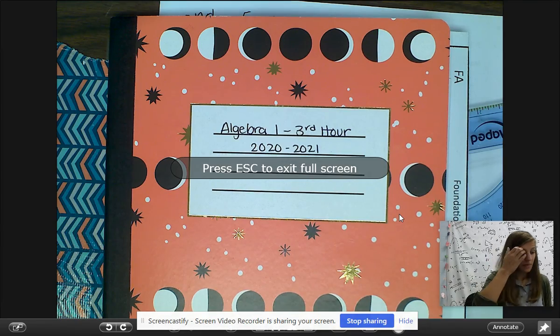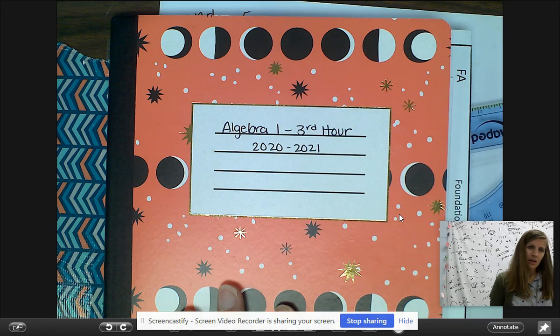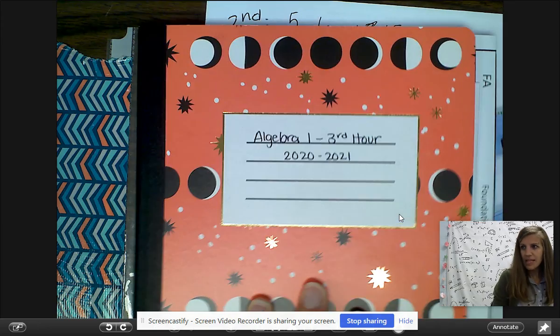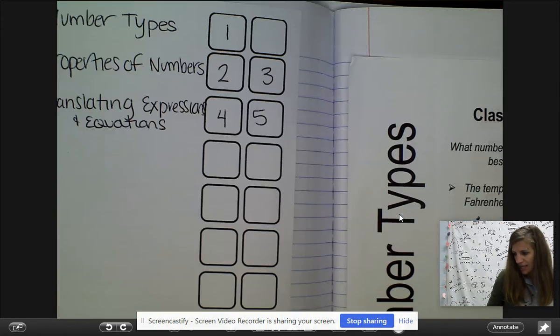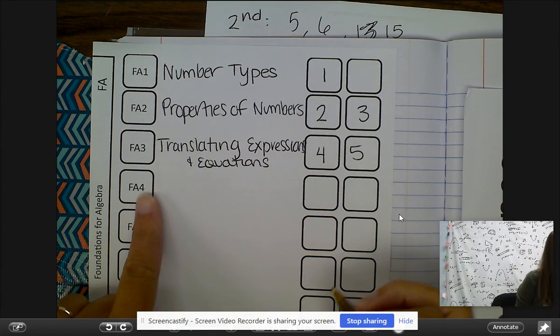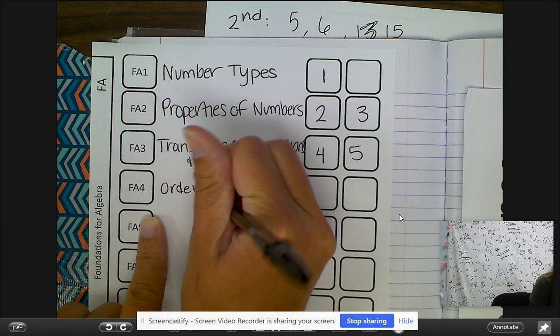Hey guys, alrighty, we are going to add to our notebook today and we are going to talk about order of operations, your favorite topic, I'm sure. Okay, so in our notebook, we are going to open up to the table of contents and we are going to add to our table of contents. The next topic we're going to talk about, like I said, is order of operations.